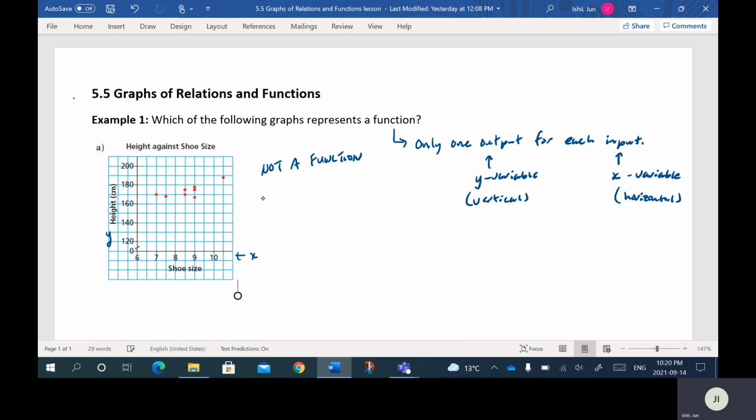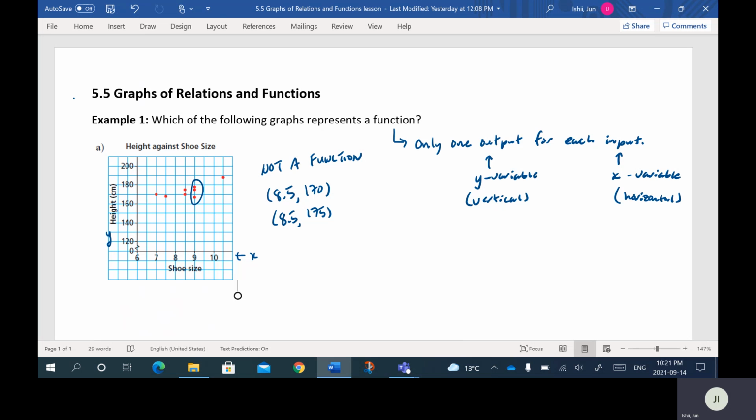If I even wrote these points as ordered pairs, one would be (8.5, 170) and we also have (8.5, 175). So here this one input has 2 different outputs, which no longer makes it a function. It's also true over here too. This time we have 3, but it just has to happen once.